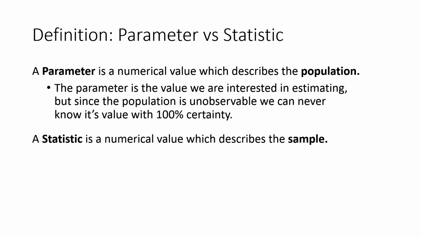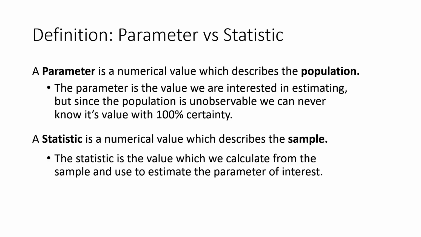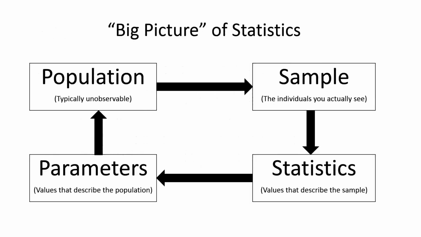So, what do we do? Well, we do have statistics. And statistics are numerical values which describe the sample. So, the statistic is a value that we would actually calculate from our sample and hopefully use it to estimate the parameter. So you've got parameters describing the population, P's, statistics that describe the sample, S's. And together, these all kind of fit into what I refer to as the big picture of statistics.